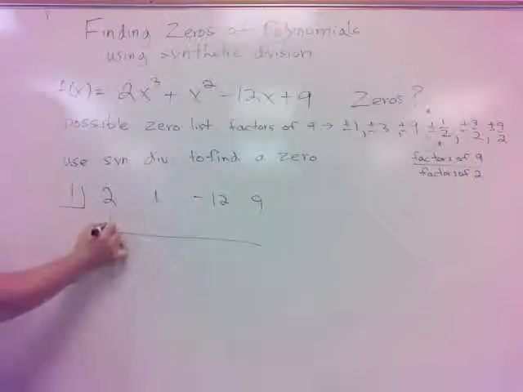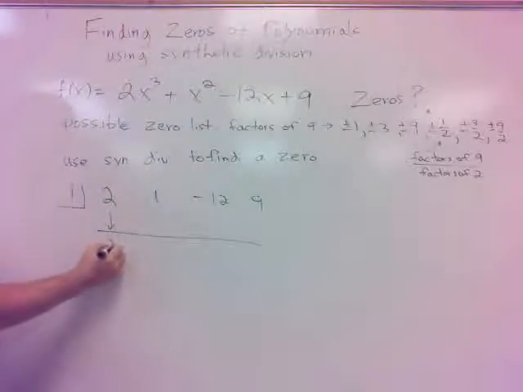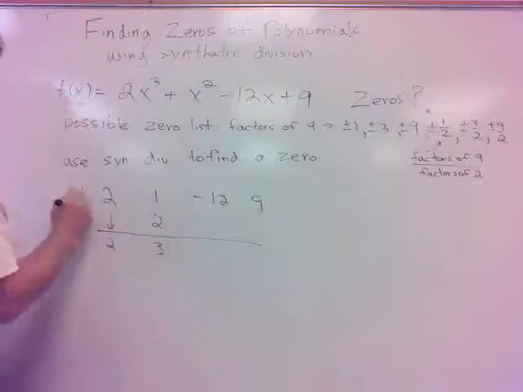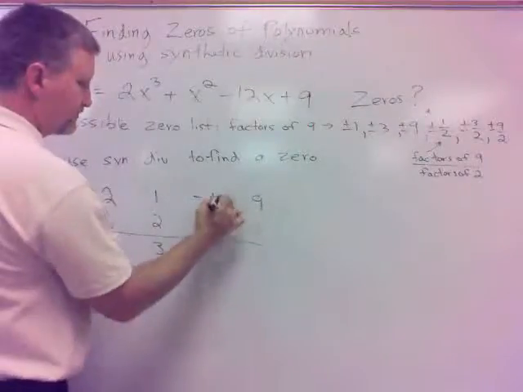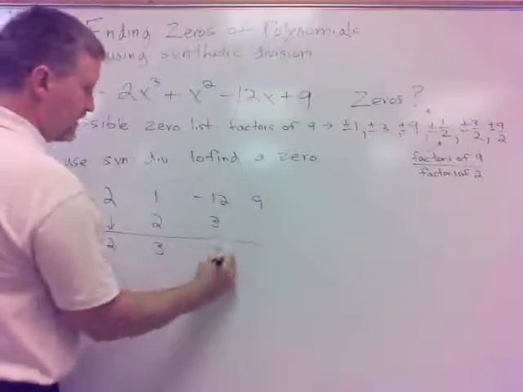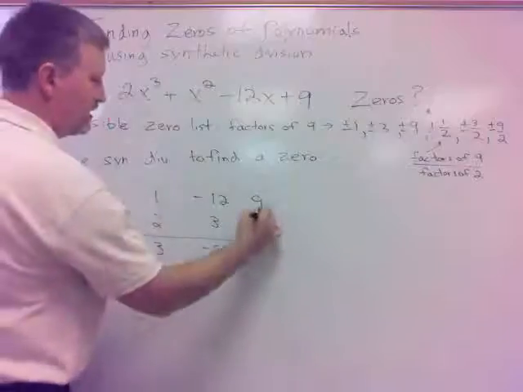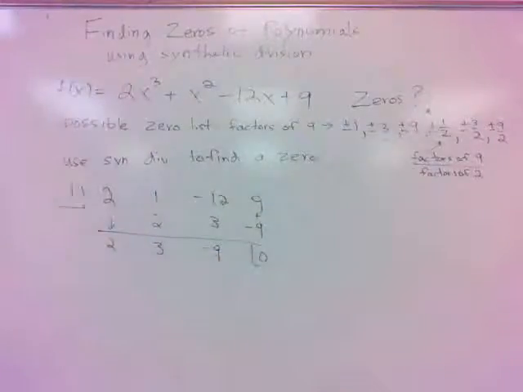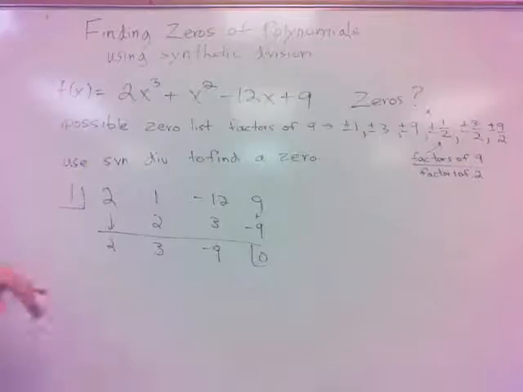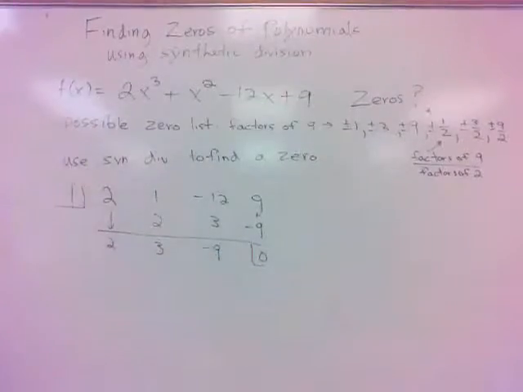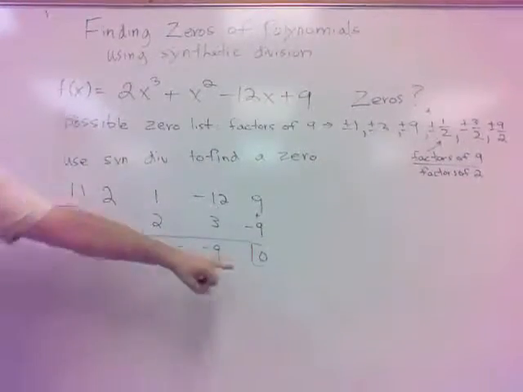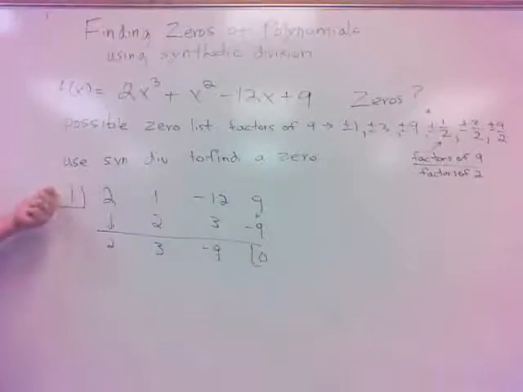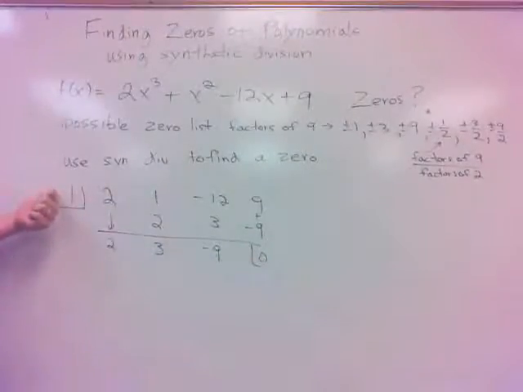All right, well, I think we're in business here, because if we do that, bring down the 2, and then 2 times 1 is 2, 1 plus 2 is 3, 3 times 1 is 3, and negative 12 plus 3 is negative 9, and negative 9 times 1 is negative 9. And so we're in pretty good shape there, aren't we? Because is 1 a 0? Yes, it is. Since I got a 0 remainder here, 1 is a 0 of the function. Okay? So there's 1 zero.